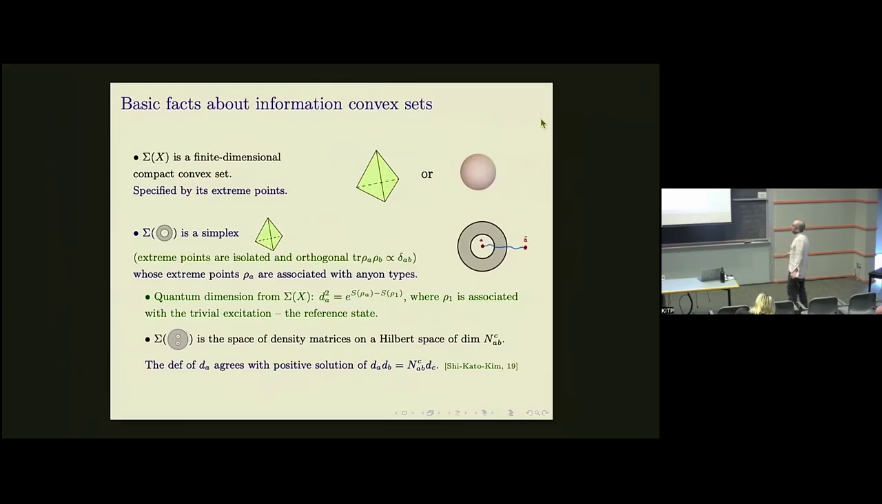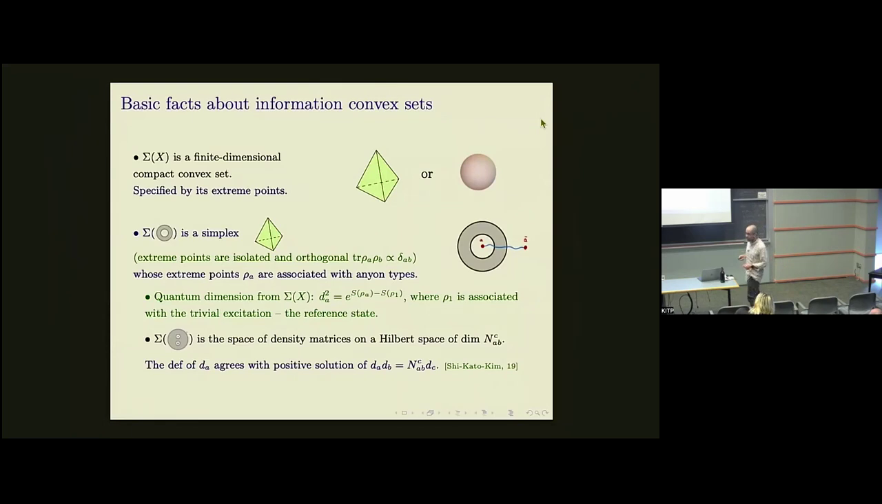And the information convex set of the two-hole disk is instead like a Bloch ball. It's the space of density matrices on some finite dimensional Hilbert space, whose dimension is interpreted as some set of fusion coefficients. Yes, please.